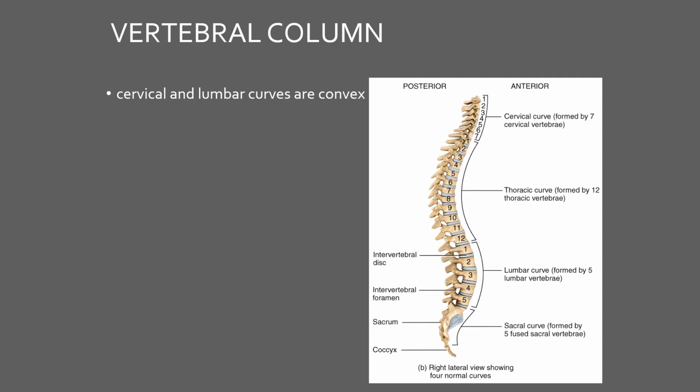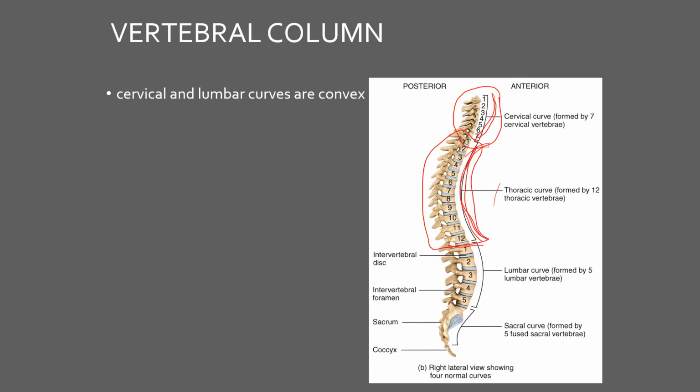All right, so this shows us that picture a little bit better. Your top cervical vertebrae, C1 through C7, form a convex curve, so going into the body, convex. The next vertebrae, the T1 to T12, form a concave curve, so away from the body.